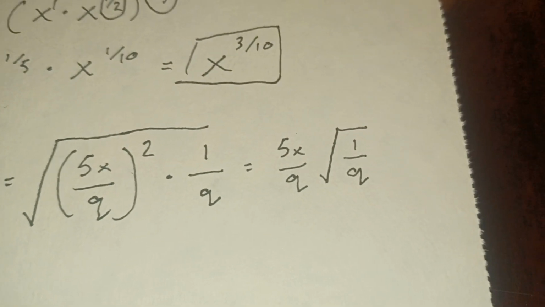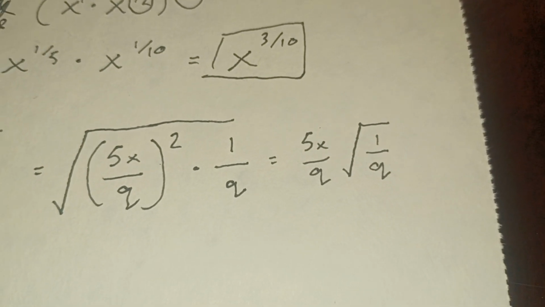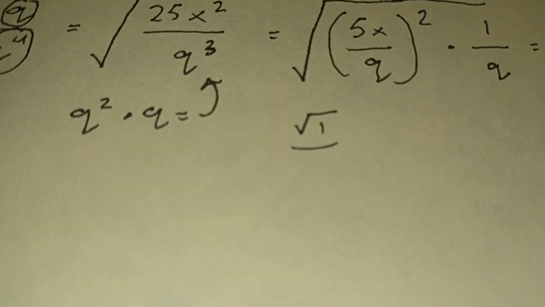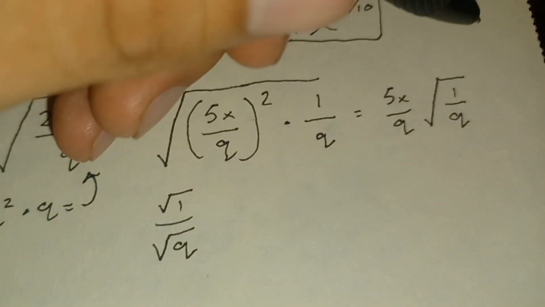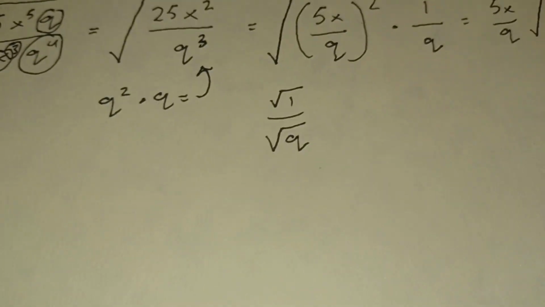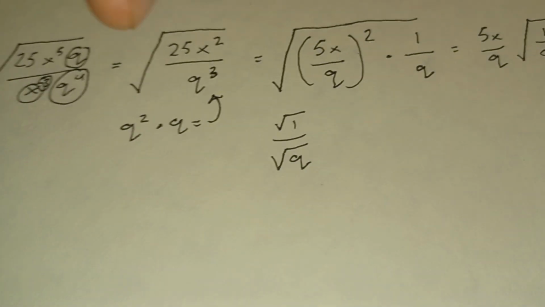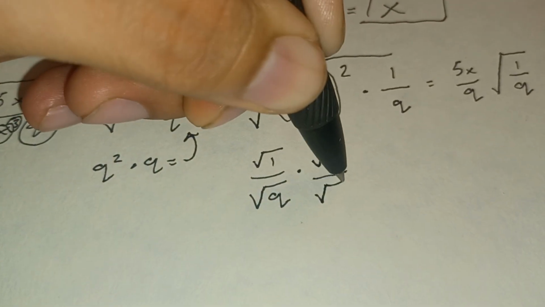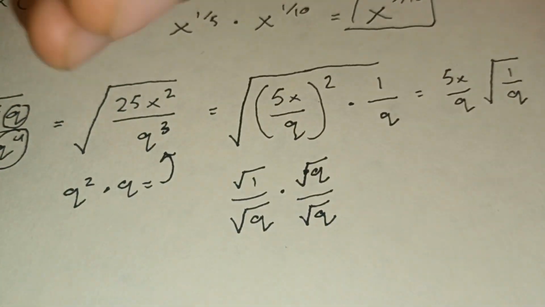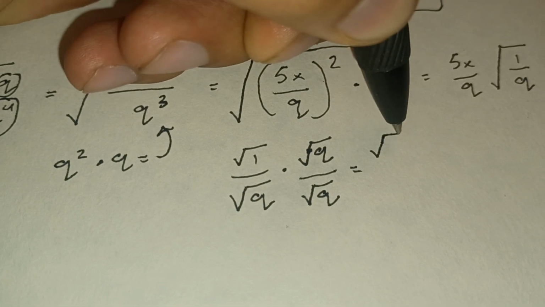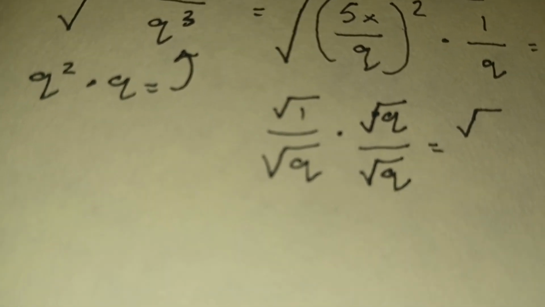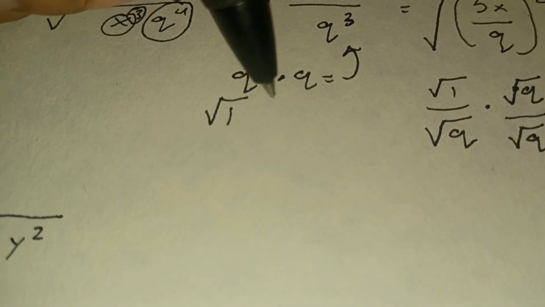Alright, just like that. Basically we can rationalize this by rationalizing the denominator. We can do that by rewriting it as the square root of 1 over the square root of q. So we're rewriting this as that. Now we can rationalize the denominator by multiplying by the square root of q over the square root of q, and that is going to give us the square root of 1. I forgot to mention this, but any root of 1 is going to equal 1. So the square root of 1 is just 1.